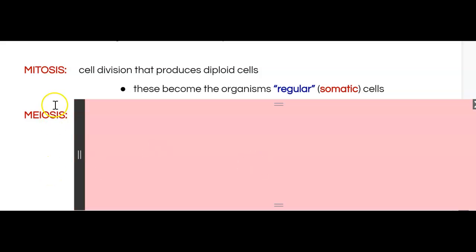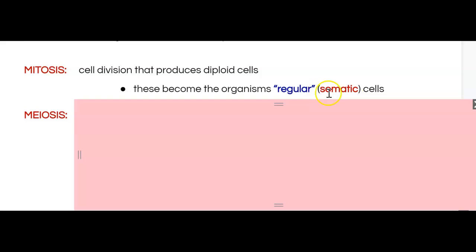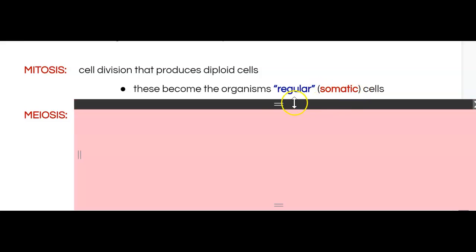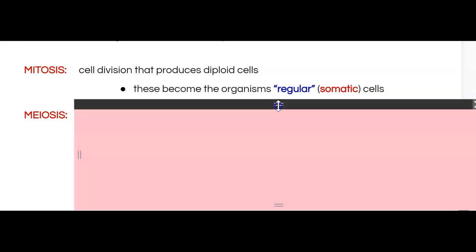So mitosis is a process of cell division that results in us producing new regular body cells, which have a special name, and that name is a somatic cell. When I say a somatic cell, I mean just your everyday body cell, every cell except for your reproductive cells. So then the question becomes, what is the process that causes our reproductive cells to divide? Well, I'm sure you've guessed it, that is meiosis.